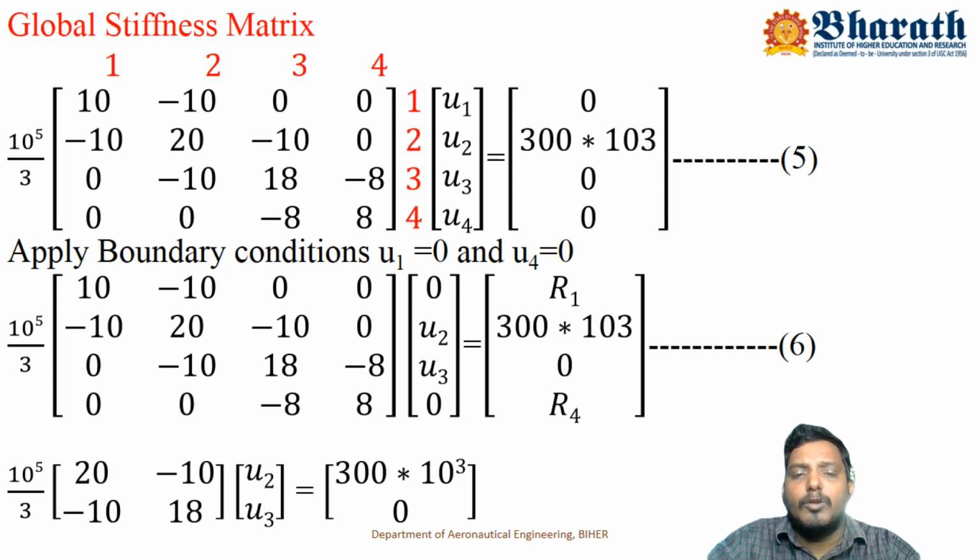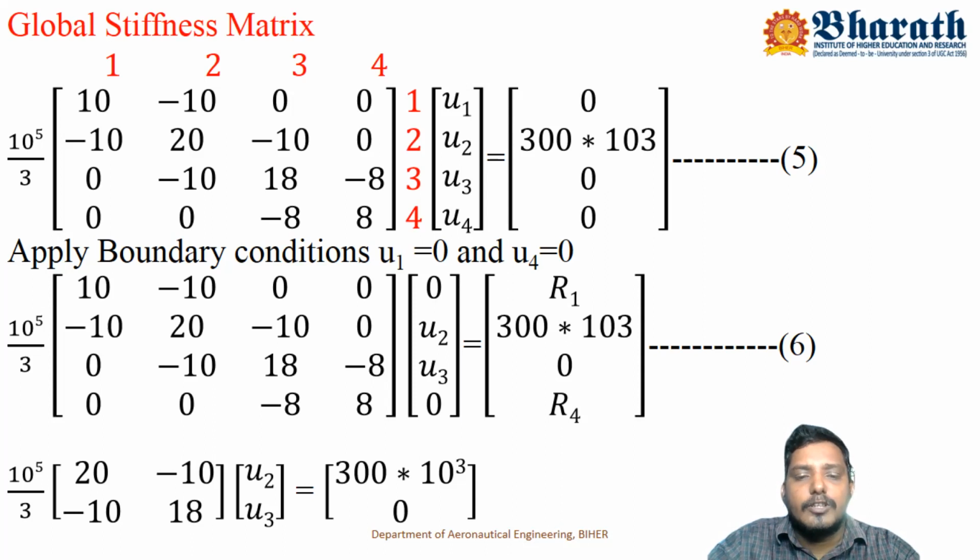Therefore, the nodal displacement U1 is a field variable, that is a dependent variable. So U1 as well as U4 becomes 0. That's why in equation 5 I replaced U1 as well as U4 with the value 0 in the displacement vector. Then we have to replace the reactive forces R1 as well as R4. Whenever you apply your essential boundary conditions, we have to remove the respective rows and columns.